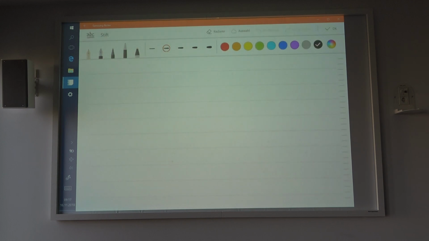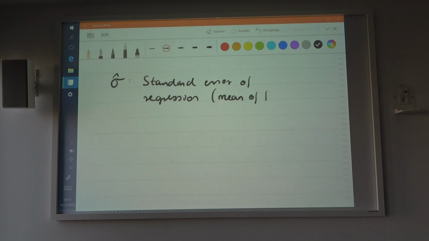So the interpretation for that is, that was the standard error of regression. So sigma hat is the standard error of the regression. There are multiple interpretations for that. It could also be, for instance, the forecast error. Suppose that you want to use the regression model for forecasting. Then this would be the mean of the forecast error, provided that you wish to use the regression model for forecasting. So that's the interpretation.